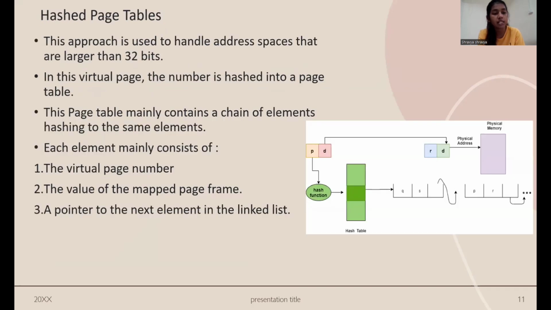When we come to hashed page tables, this approach is used to handle address spaces that are larger than 32 bits. In this, the virtual page number is hashed into a page table. This page table mainly contains a chain of elements hashing to the same location. Each element mainly consists of three parts: the virtual page number, the value of the mapped page frame, and a pointer to the next element in the linked list. Here we have the image, that is hash function, physical address and physical memory, and the hash table we have in this image.